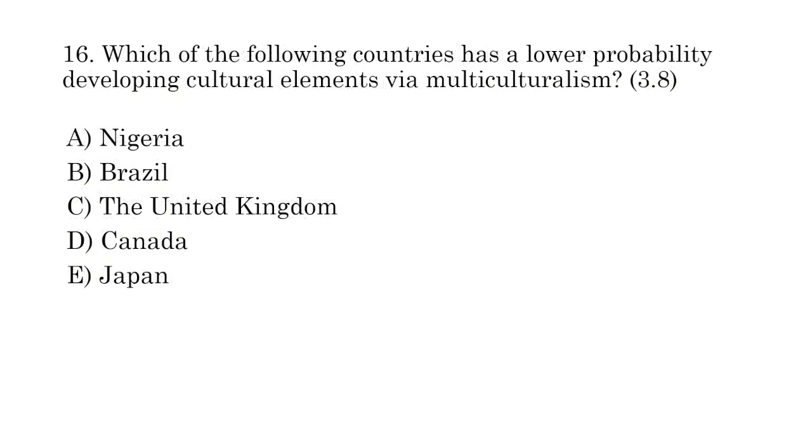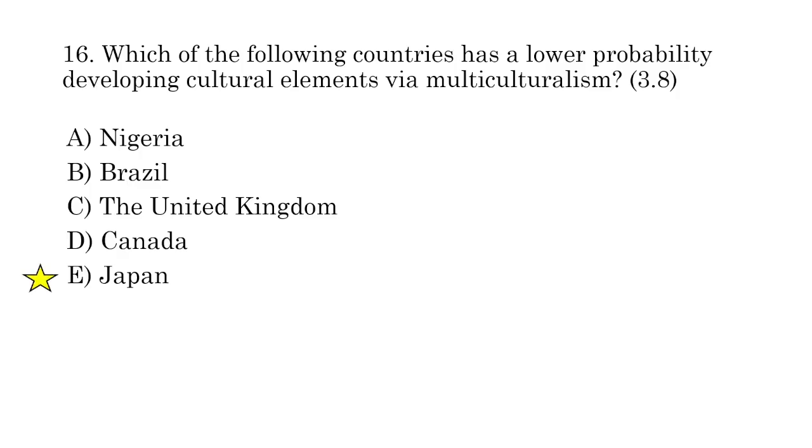16. Which of the following countries has a lower probability of developing cultural elements via multiculturalism? So which of the following is just the least multicultural? Which is probably the most isolated or has the most homogenous culture? Maybe they're a nation state, and that's going to make E the correct answer. Japan's the one on here.